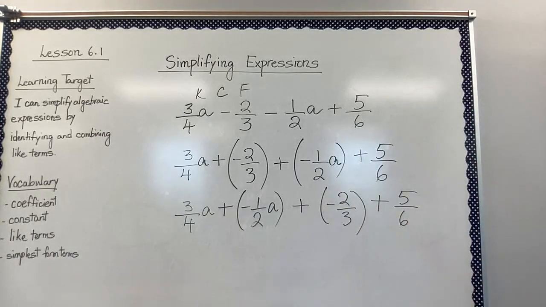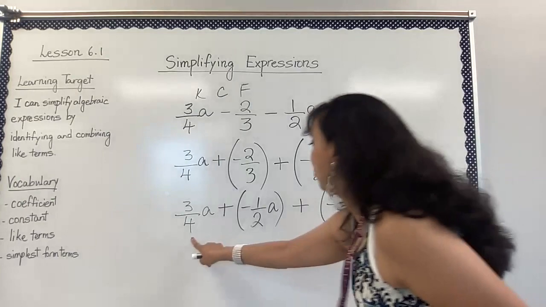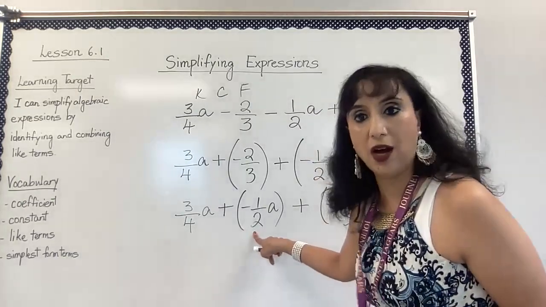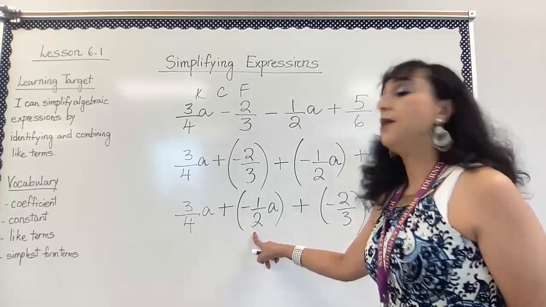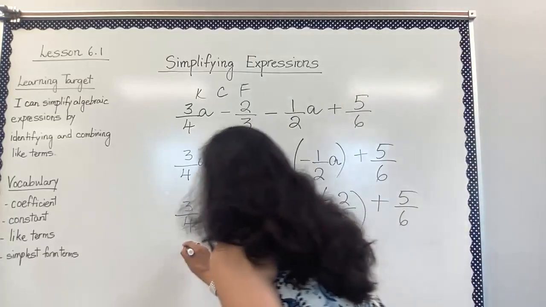Okay? So the next thing we are going to do is rewrite fractions with common denominators, because we can see that the 4 and 2 are not common. So we've got to make a common denominator. Looking at this, I know that 4 is going to be my common denominator.